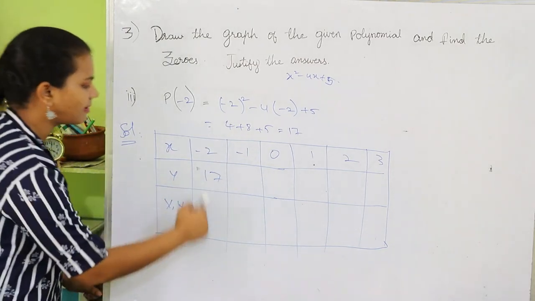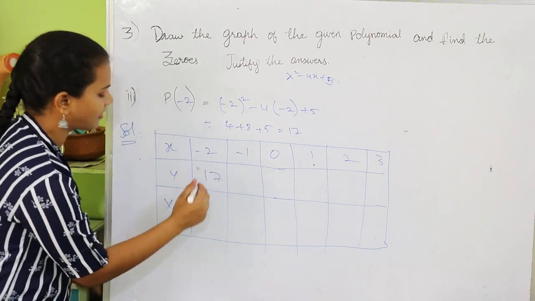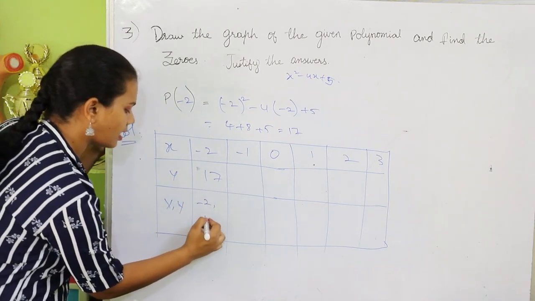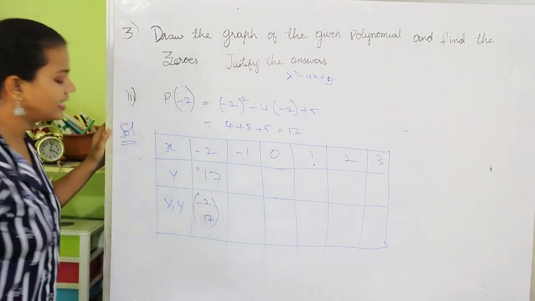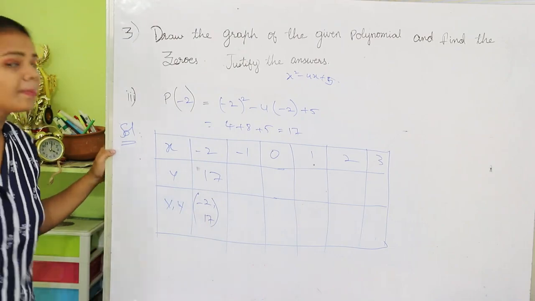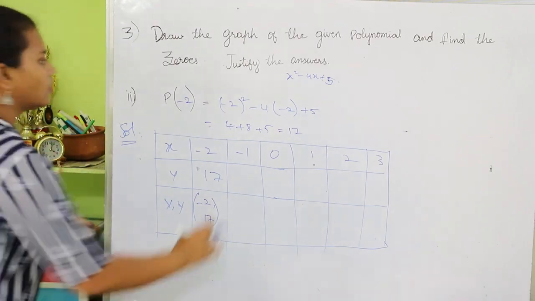Clear? So x comma y for this given one will be -2 comma 17. If x value is -2, then y value is 17. Clear? Very good. Now let me go for the next one.